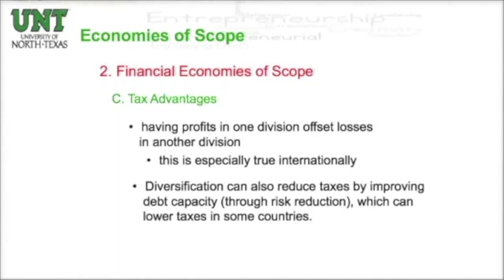Right, the next one to talk about under financial economies of scope is going to be tax advantages. Right, and this one, if you've ever heard the classic saying that something is a write-off for a company, this is where it comes from. Right, so this is where you might have lots of profits in one division. Well, having a division that's not performing as well allows you to write off some of the loss, and that will contribute to you having an overall lower tax amount that's due.